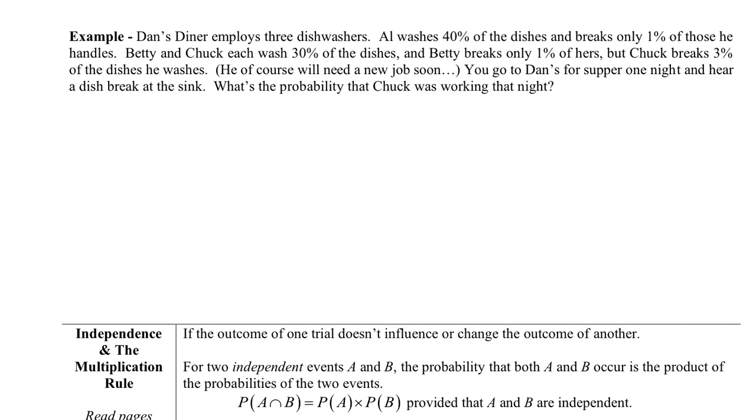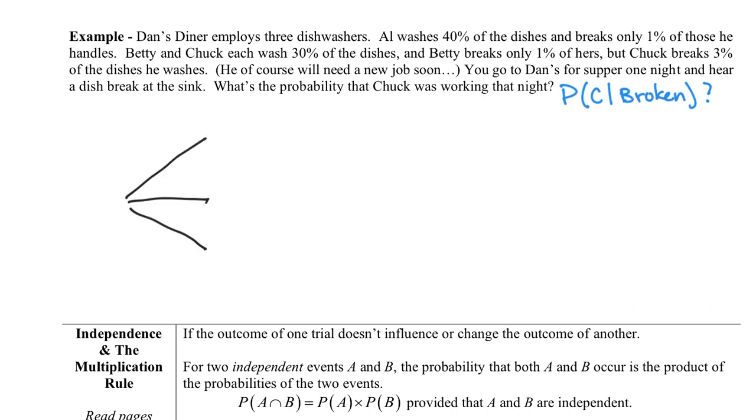So here's what we're trying to find. We're trying to find the conditional probability that if we know the dish is broken, what are the chances that Chuck is working? So probability of Chuck given we know there's a broken dish. So let's set up our table, and we don't need to go through all the probabilities because we're just trying to find this one. So I'll show you what I mean here.